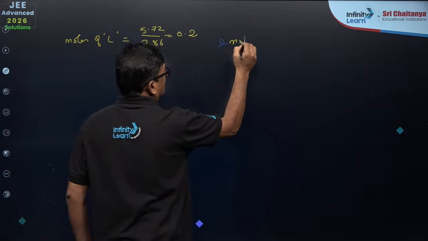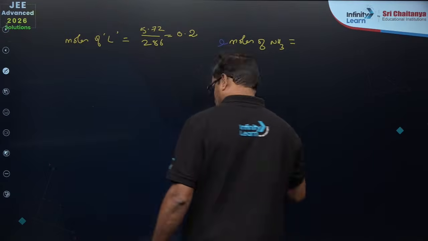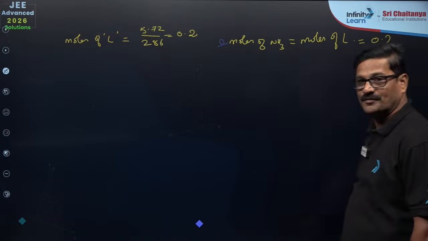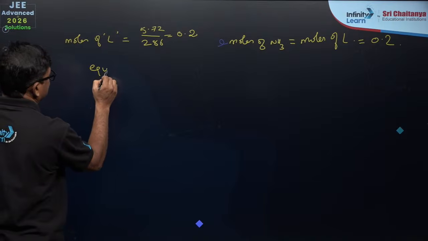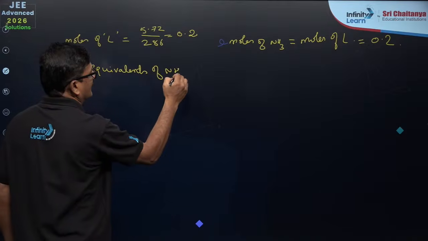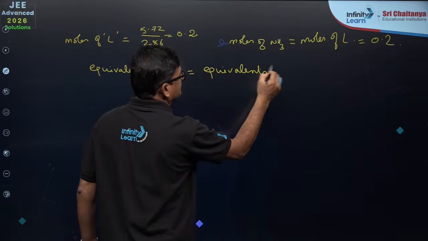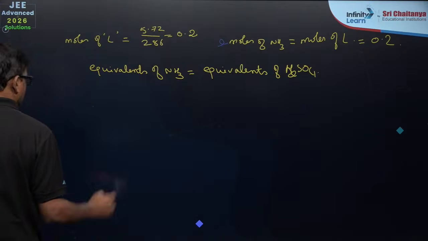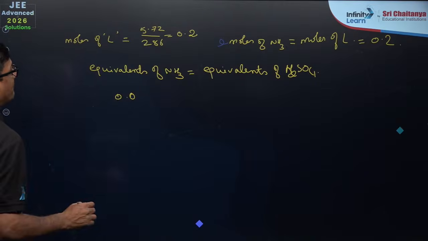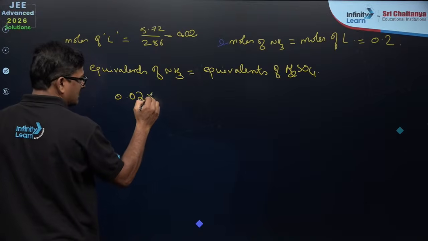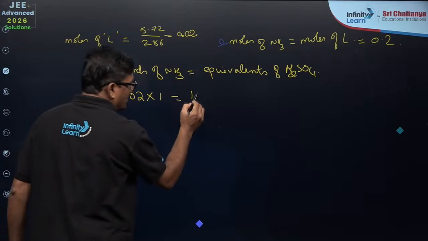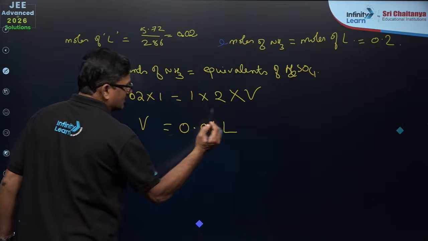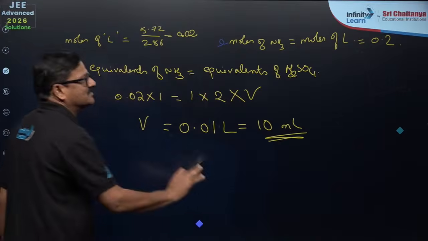So moles of NH3 is equal to moles of L. So you got it is 0.02. Fine. And equivalents of NH3 is equal to equivalents of H2SO4. That is the logic we use in the Kjeldahl method. So that is going to be 0.02 into its n factor is 1, and it is equal to 1 into 2 into volume. If you solve, volume is going to be 0.01 liter, that is 10 milliliter, the answer for the first half of the question.